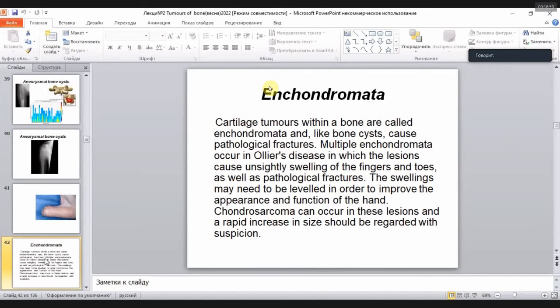Chondrosarcomata can occur in this lesion, and rapid increase in size should be regarded with suspicion.